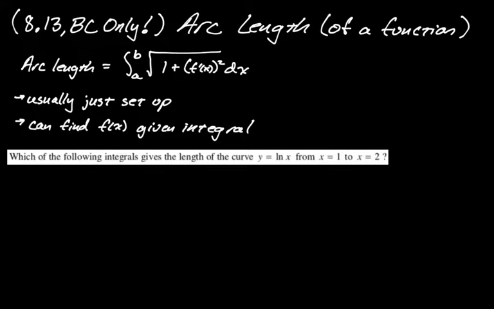Which of the following integrals gives the length of the curve y equals natural log of x from 1 to 2? This is the type of problem you'll be asked. You just have to know how to find arc length. f prime is 1 over x. So plug in. We're going from 1 to 2, and then the square root of 1 plus 1 over x squared dx. There you go.